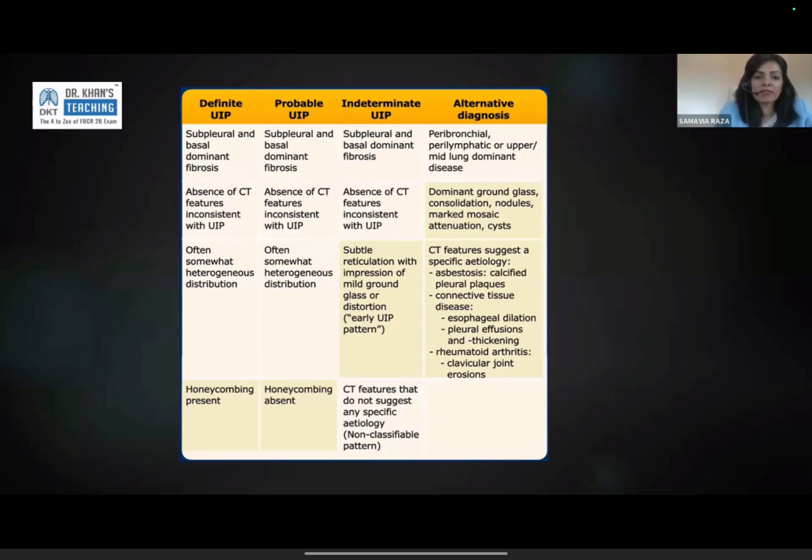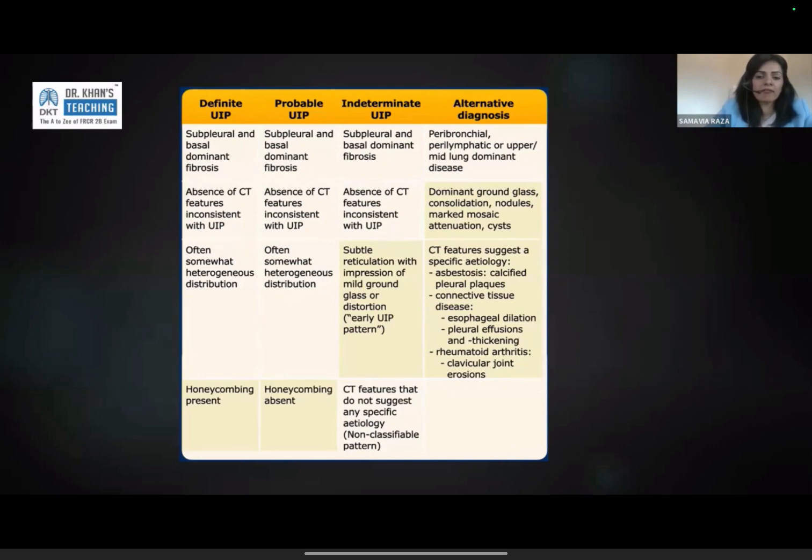The main difference between definite and probable UIP is presence or absence of honeycombing. You can have everything that looks like probable UIP, but there's still ground glass, and there's slightly more than you would want to see. So you want to call it probable UIP, but you're not really 100% sure. There's some ground glass that makes you a bit uneasy. There are some features that you can't really put here or there.